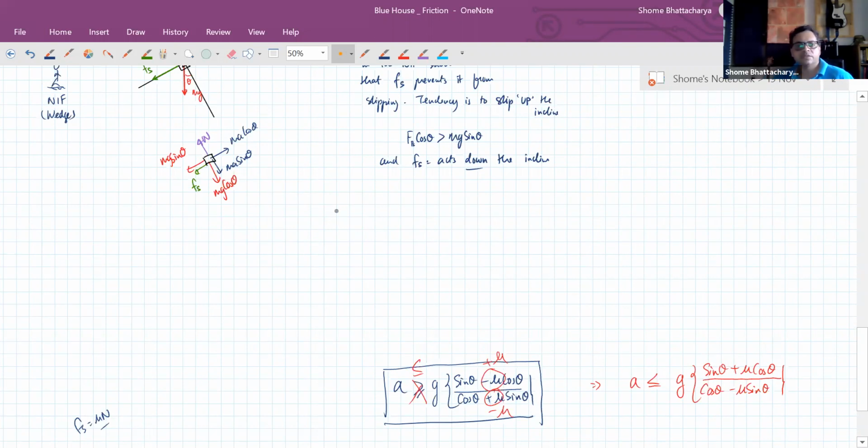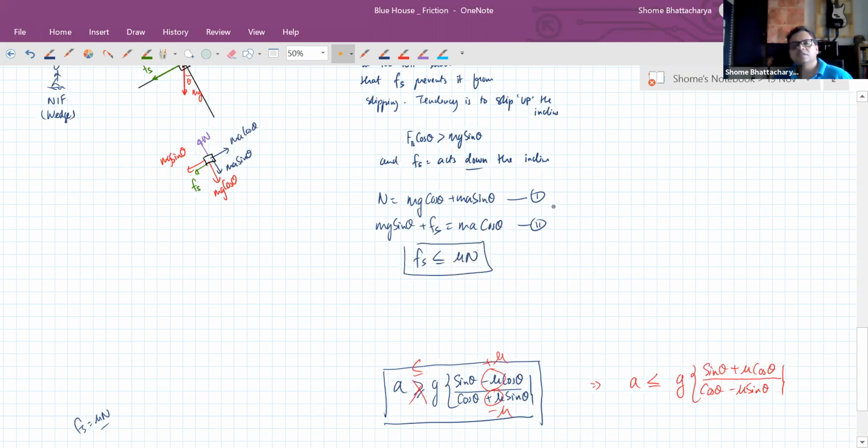Okay, so the equations here will be this: the normal reaction is mg cos theta plus ma sin theta. Mg sin theta plus static friction is balancing ma cos theta, and the condition is that the static friction is less than or equal to mu N. So again, in this limiting condition, when you put these two equations, substitute these here, you will see you will get this.